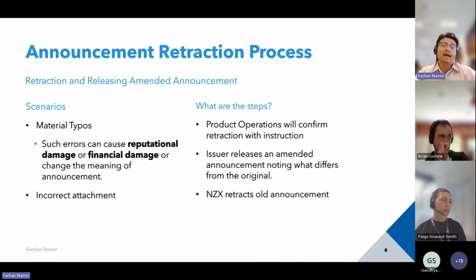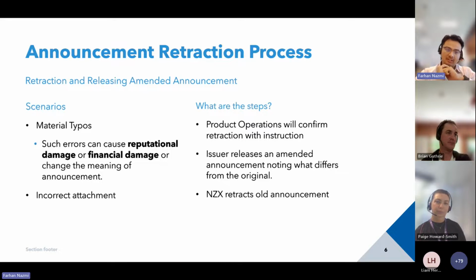So we can't amend what has been released. Let's say we have an attachment error or any typos that are material, then we can't amend what's been posted. So what we do is we can retract it, take it off the NZX.com, and then you have to release an amended announcement. So there are certain scenarios where we can retract the announcement.